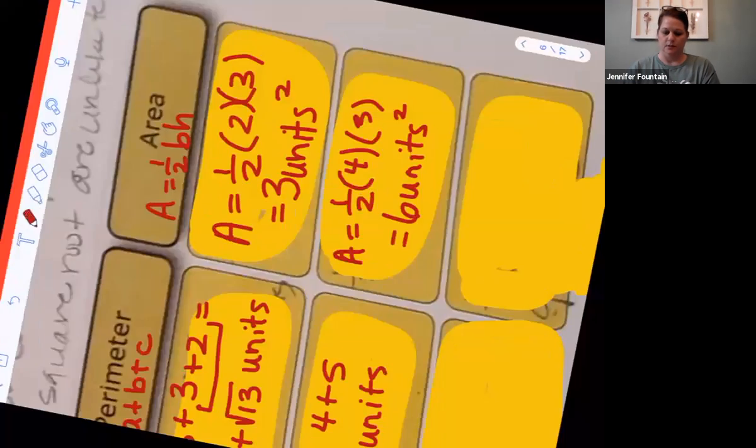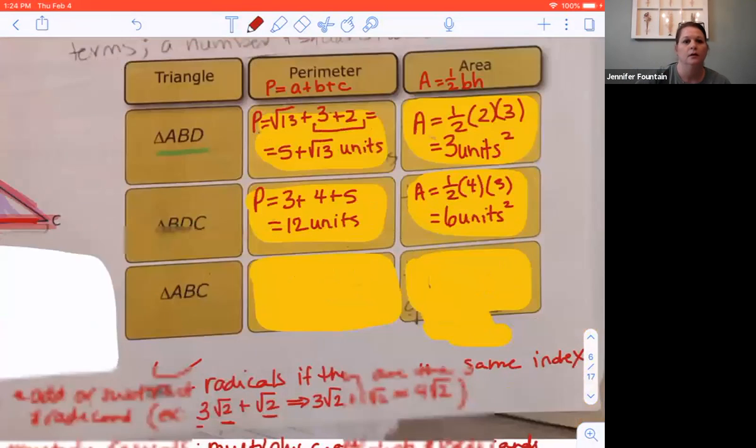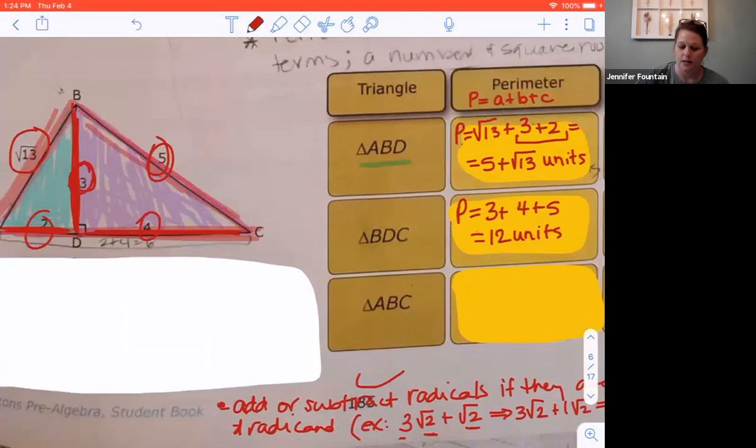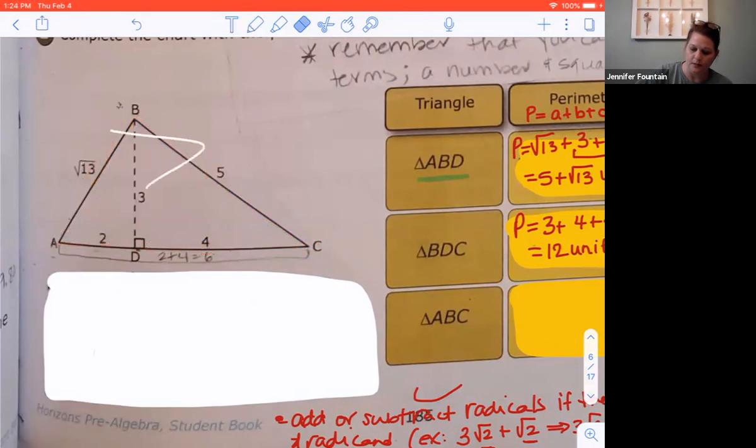Actually, I think I'm going to turn my screen so it'll give us a little bit wider view. There we go. All right, now our next one is triangle ABC. So that's going to be taking the entire triangle into account. So I'm going to erase everything over here so we can see it all just as one triangle.